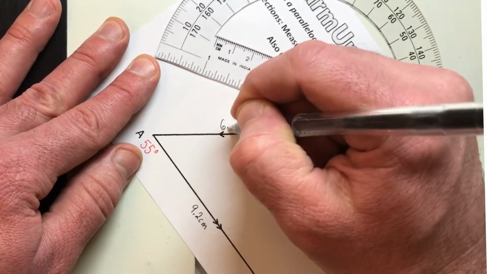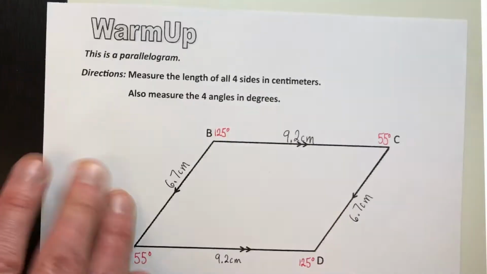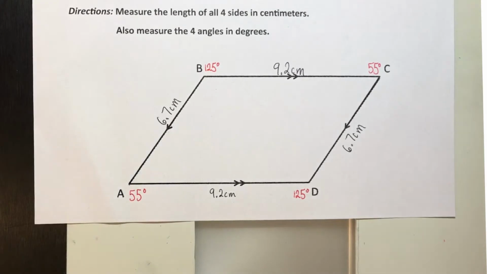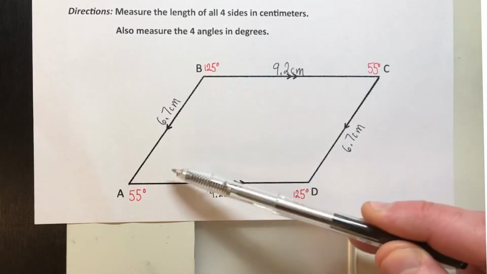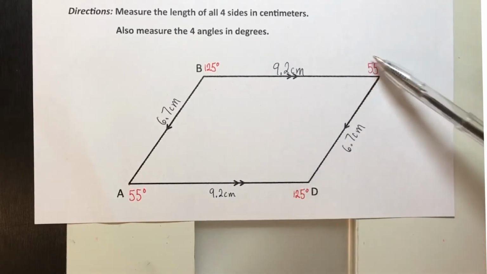Does it equal 360? Since it has four sides? Okay, good, yes. So if you added up all four angles, if you added that angle, that angle, that angle, and that angle, yes, they would equal 360.